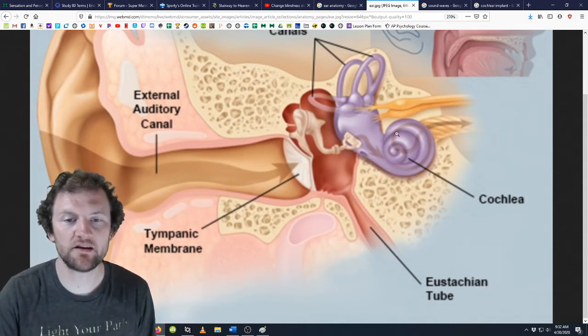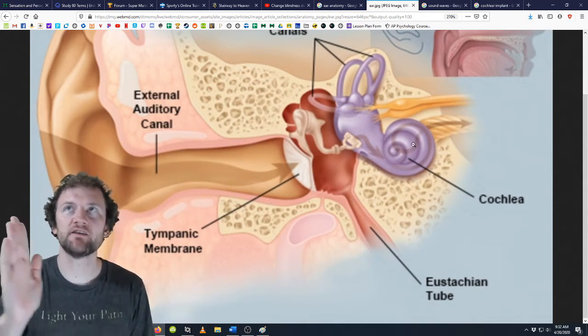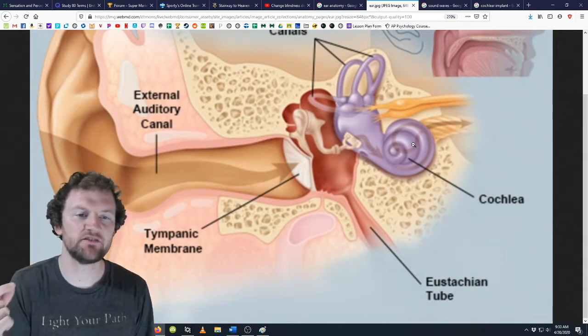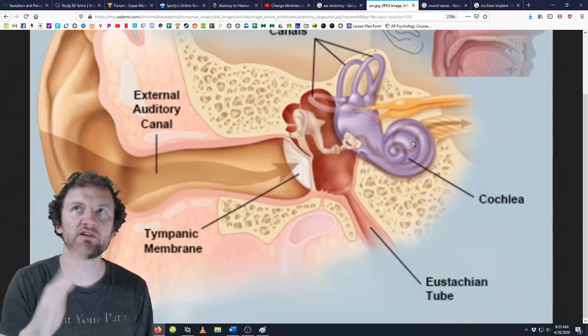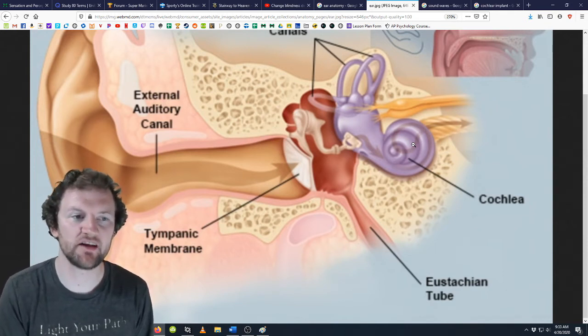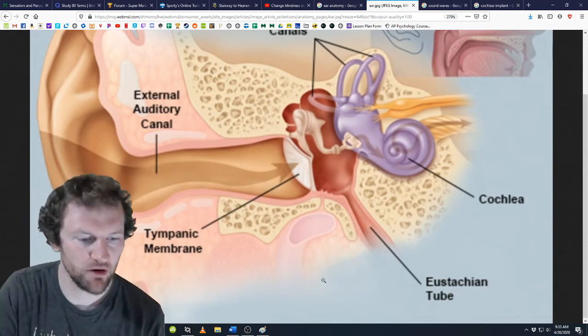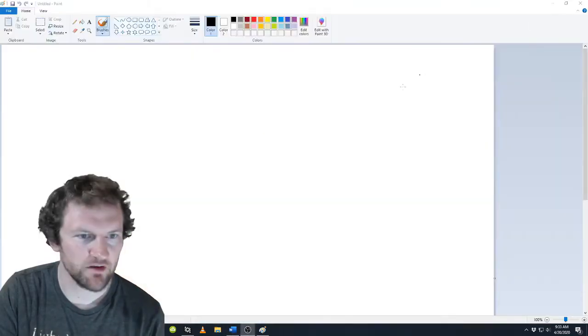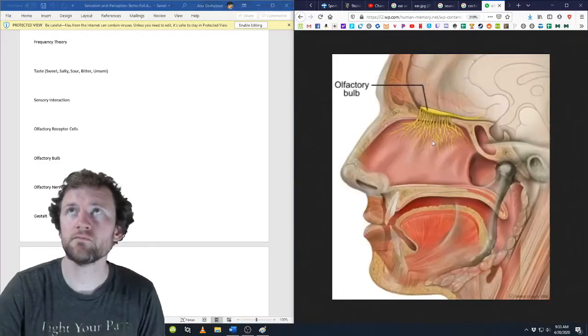Frequency theory is that the frequency at which the hair cells vibrate determines pitch. So regardless of where a hair cell is located, if the hair cell moves very quickly, then it perceives a higher pitch sound, and if it moves more slowly, it perceives a lower pitch sound. In reality, it's a combination of both. It is both where it is located and the frequency at which it fires that determines pitch.